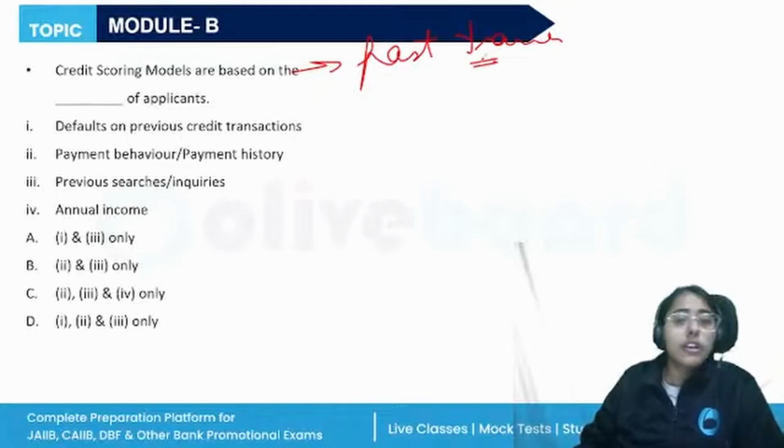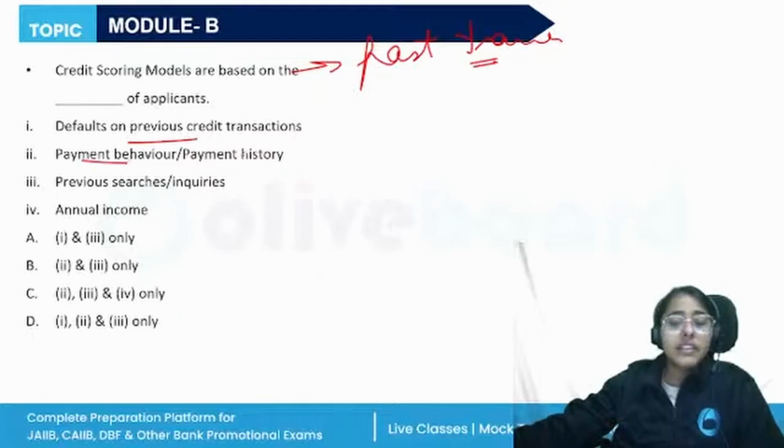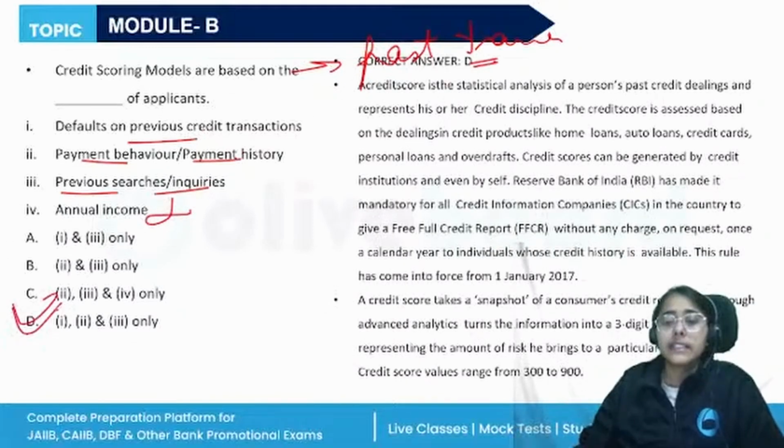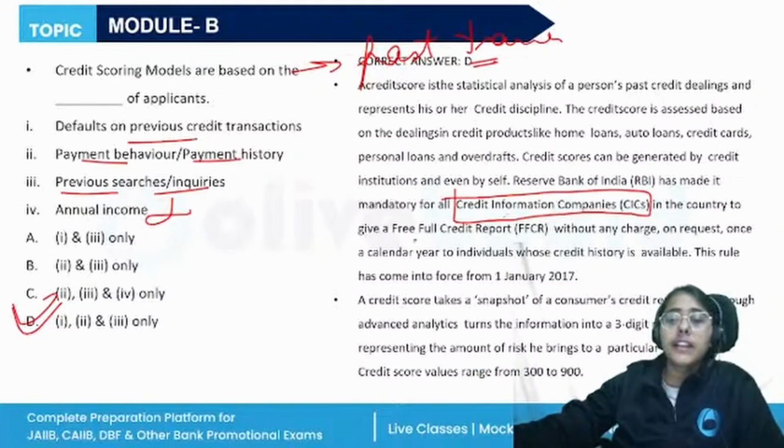So, the credit scoring model is based on the defaults on the previous credit transactions, payment behavior, payment history, previous searches and inquiries, but not on the annual income. So, 1, 2, and 3. Again, the whole explanation is given for you. Credit score is assessed based on the dealings in credit products like the different types of loans. These can be generated by the credit institutions like the banks or the credit information companies. Banks can also seek the report from the credit information company, which will give a free full credit report without any charge.